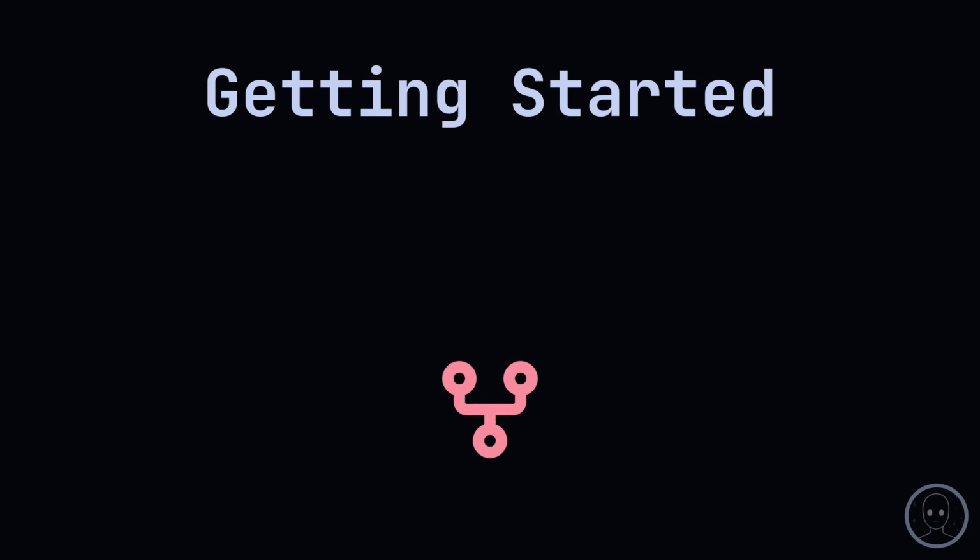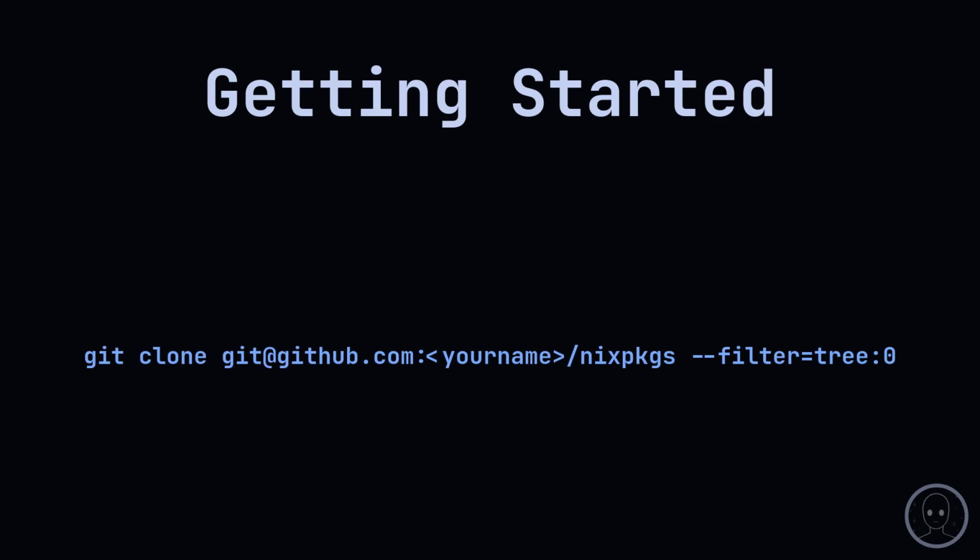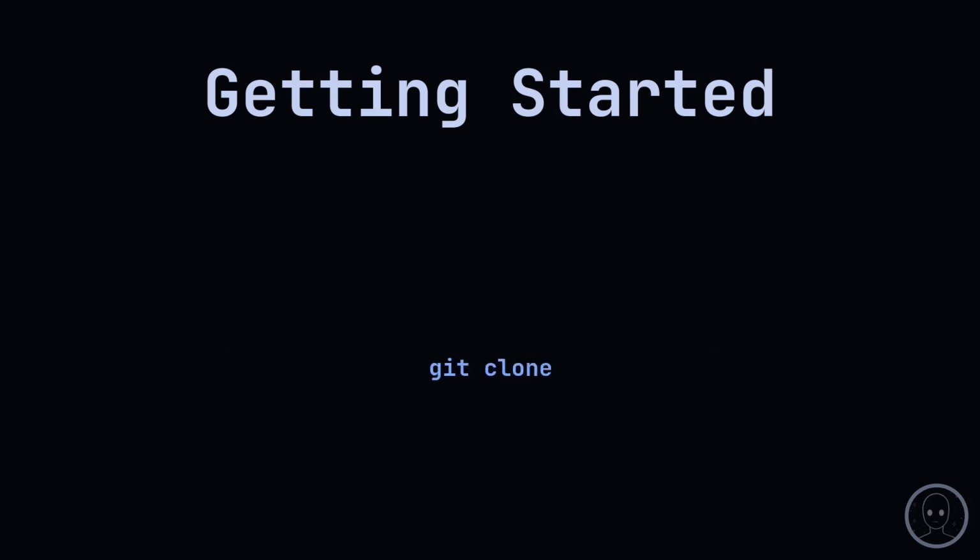Fork Nix Packages on GitHub and clone it. Nix Packages can take a long time to clone. Use filter tree to minimize the file size. If you're using a UI like LazyGit, loading all the commits can be quite slow. To fix this, simply run this command: git commit-graph write.